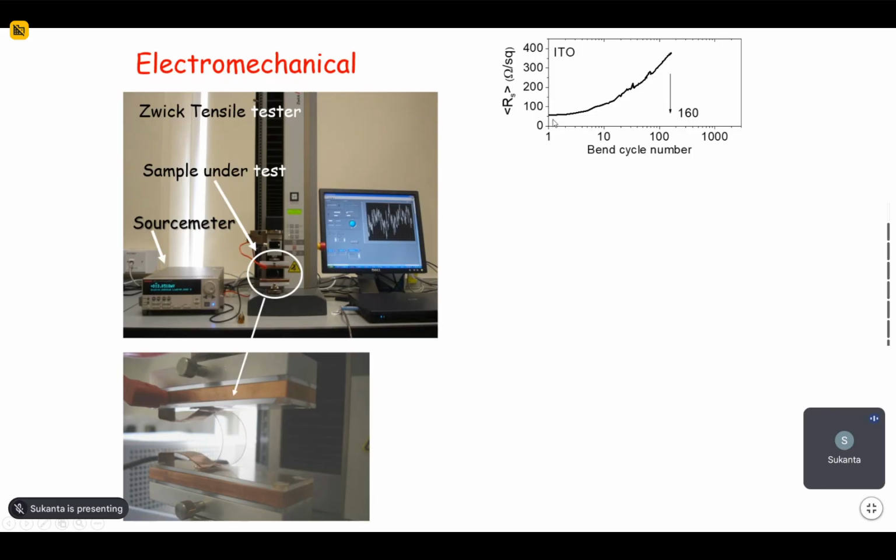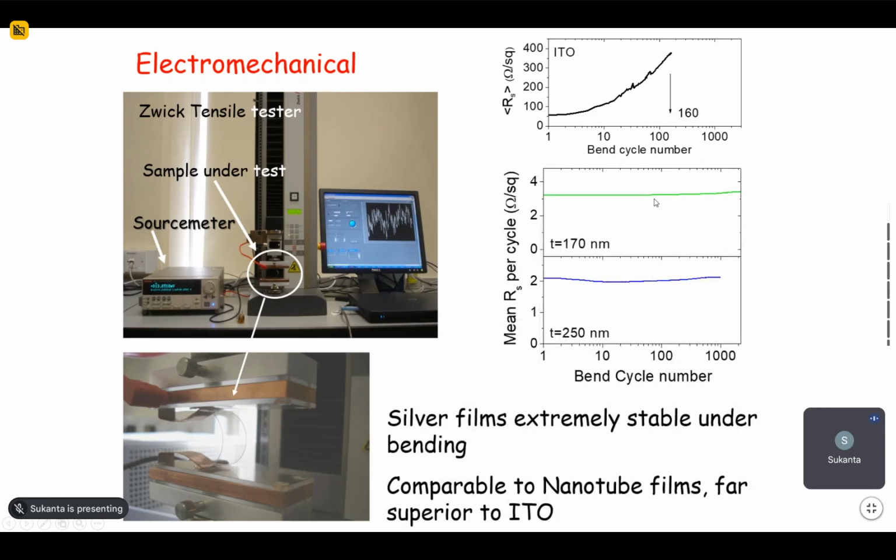Like that, bending cycle. For ITO coated PET, as I showed you before, it just breaks after 160 cycles. Whereas for carbon nanotube and silver nanowire, we can see these are for the silver nanowire and carbon nanotube. If this is for the silver nanowire, you can see the bending cycle even after thousands, there is no such change in the resistance. So this film can be useful for preparing some flexible devices if required.